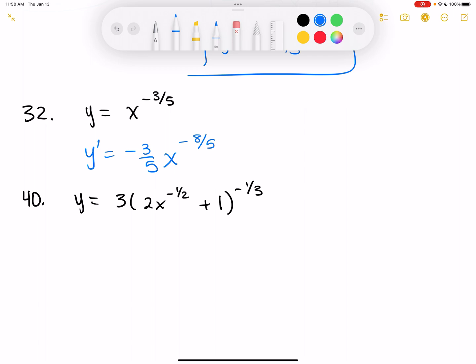Right. What'd you do first? The outside chain. So that would give you negative 2x to the negative 1/2 plus 1. And then it'd be times... Oh yeah, that's what it's like. I forgot about that completely. Negative 4/3. Yeah.